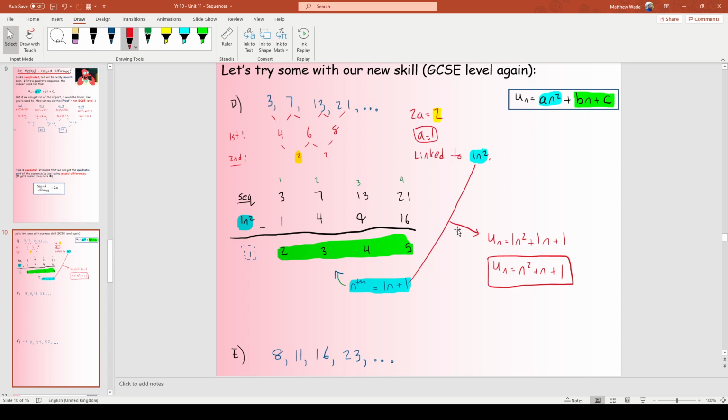Cool? Let's just check it to make sure. So 3 should be the first answer, right? It's 1 squared plus 1 plus 1, so it's 1 plus 1 plus 1, which is 3, so it confirms. The second one, let's check it. 2 squared is 4, 4 plus 2 is 6, plus 1 is 7, so the second term works. And the third one, just for good measure, 3 squared is 9, plus 3 is 12, plus the other makes 13. So this rule has worked for all of the things written in blue. So this method has worked.